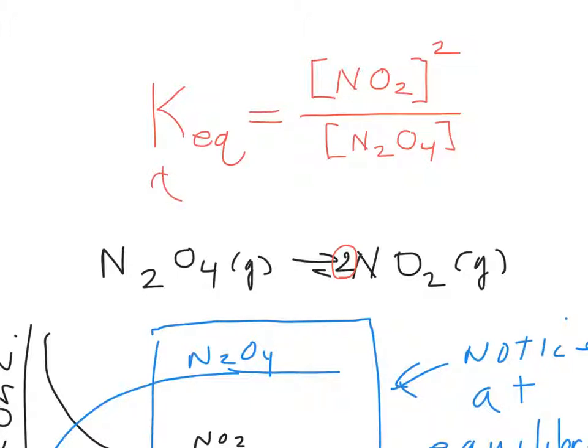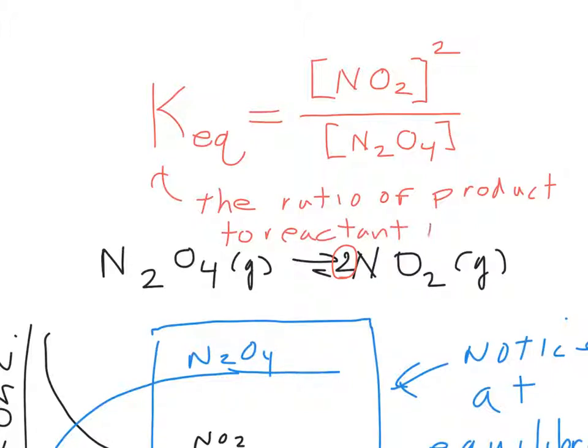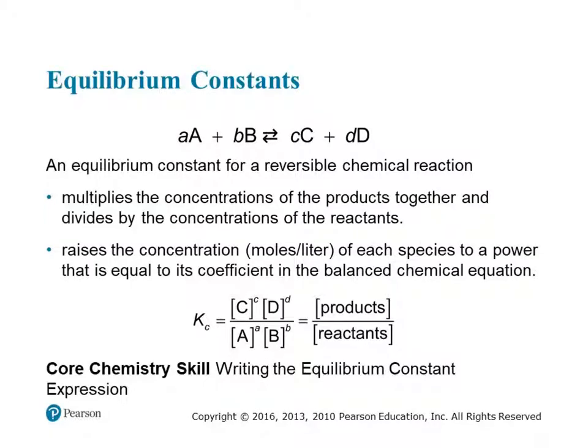This ratio of product to reactant is referred to as the equilibrium constant. The ratio of product to reactant is the equilibrium constant. I know that's all messy. Don't worry about it. We're going to go on to the next slide where it's all typed up nice and neat. All right, here's the next slide.